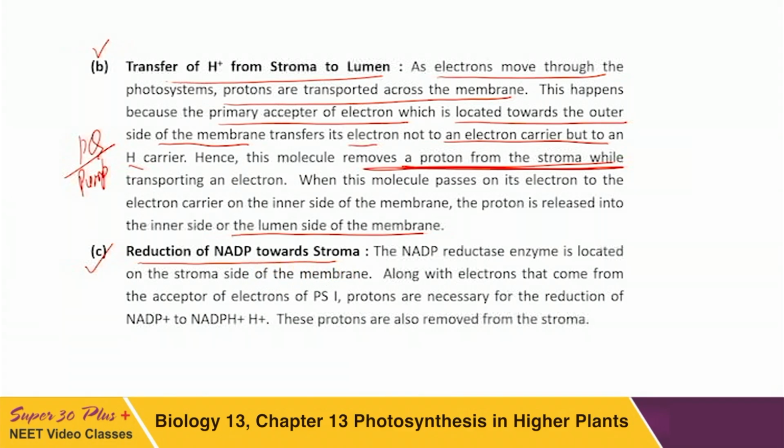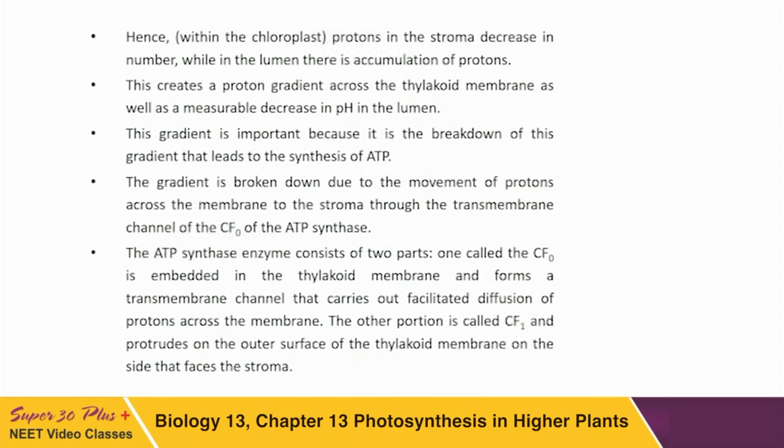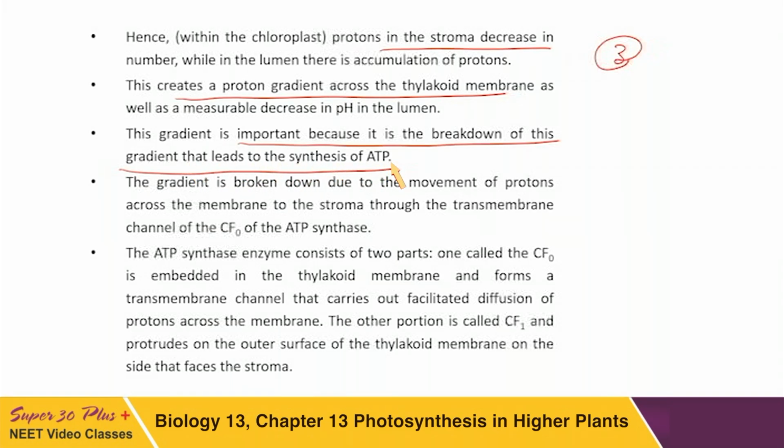It will consume protons from stroma, which is also responsible for the difference in proton concentration, or the developed proton gradient. Is it right? Now you see what happens. In chloroplast, protons in the stroma decrease. That is reason number 3, because protons have been used up by NADP in its reduction, and this creates a proton gradient, what I told you. This gradient is important because the breakdown of this gradient leads to synthesis of ATP.